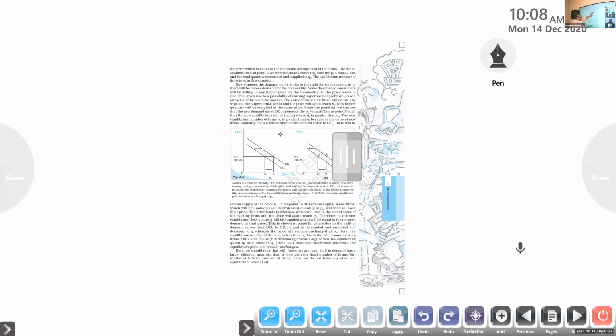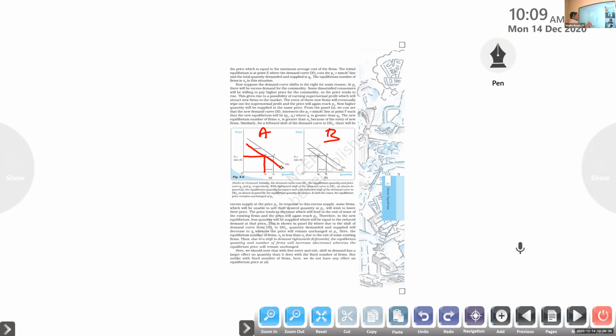Understand these ideas. The initial equilibrium is at point E, where the demand curve DD0 cuts the P0 equal to minimum average cost line. See here in panel A, P0 is equal to the minimum average cost. For that price, the quantity supplied and demanded in the market is Q0, creating the equilibrium. This line is the market demand curve DD0, and E is the initial equilibrium.